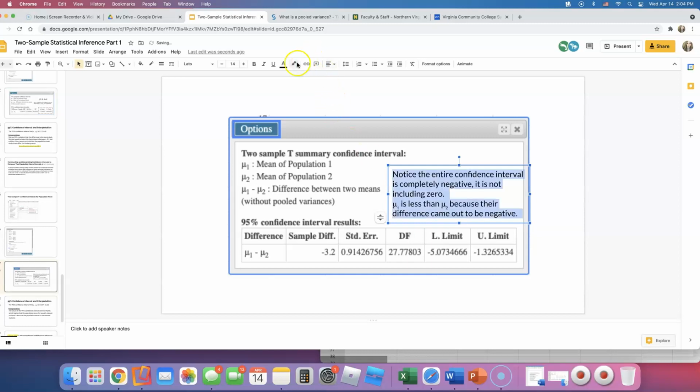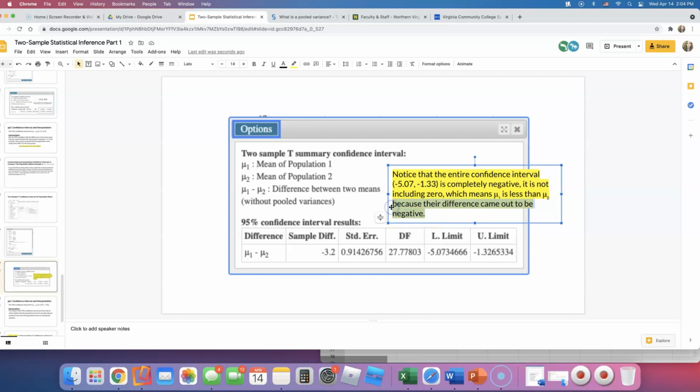Okay, let's read this. Notice that the entire confidence interval, which is from negative 5.07 to negative 1.33, rounded, is completely negative, right? Both the lower bound and the upper bound are negative. It does not include 0, which means mu1 is less than mu2 because their difference came out to be negative.